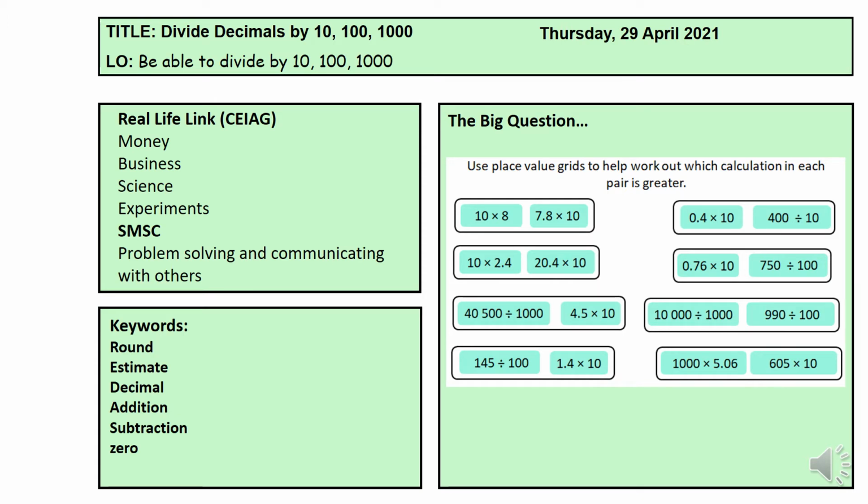So today's keywords are decimal, division, multiplication, and the real life link is with money. Whenever we multiply or divide by tens, hundreds and thousands, we use that in banking and in finance. Sometimes when we go shopping too.